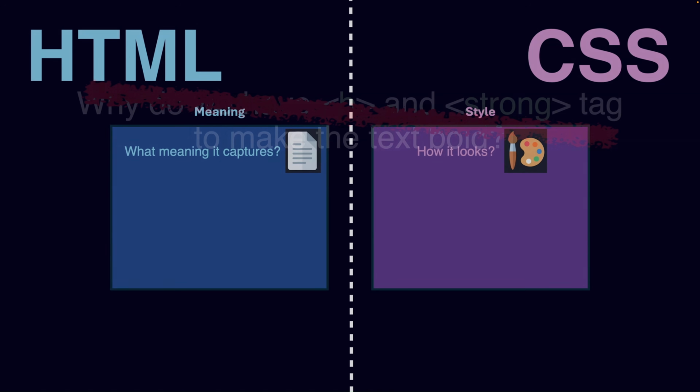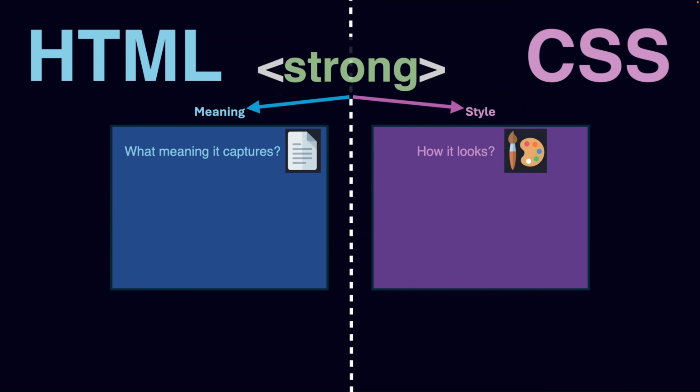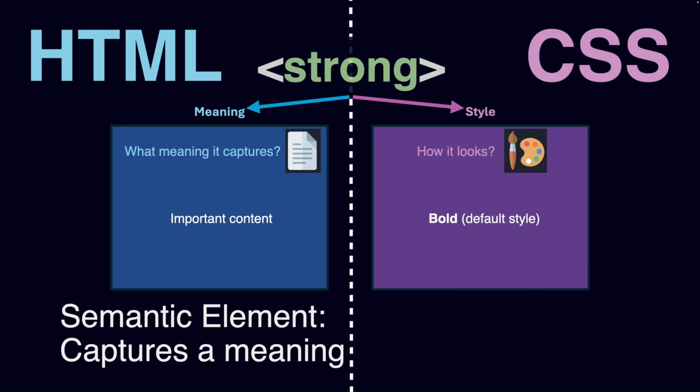So let me fix the question and ask the right one. Why do we have B tag and a strong tag, and what meanings do they capture? And here's the answer. The strong tag captures that this piece of content is important. The bold appearance is just the browser's default style for showing the importance. But when you're writing HTML, the meaning is the only thing that matters. This element is called a semantic element. That means this element captures a meaning about its content.